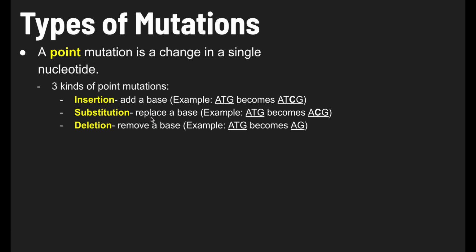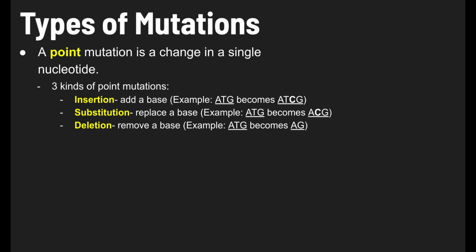A substitution replaces a base. So go back to the original sequence I had, ATG. If a substitution happens, then you would switch out the T for some other letter. So I have now ACG. This is where the substitution happened. And then a deletion removes a base. So if I had the letters ATG and I remove the letter T, now it becomes just AG. So those are the three types of point mutations that can happen.